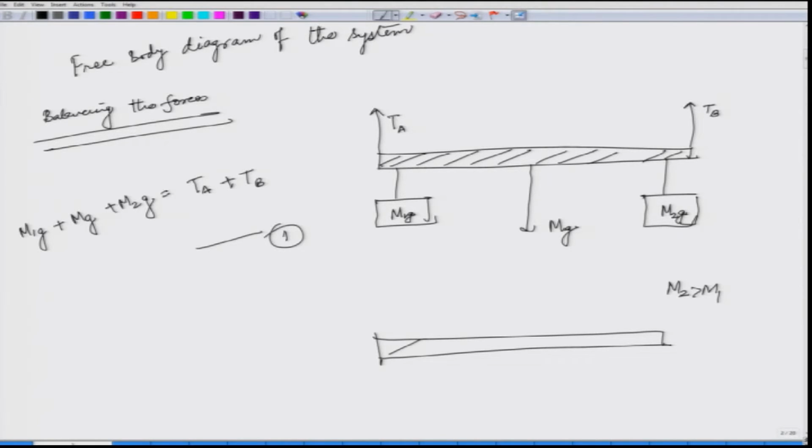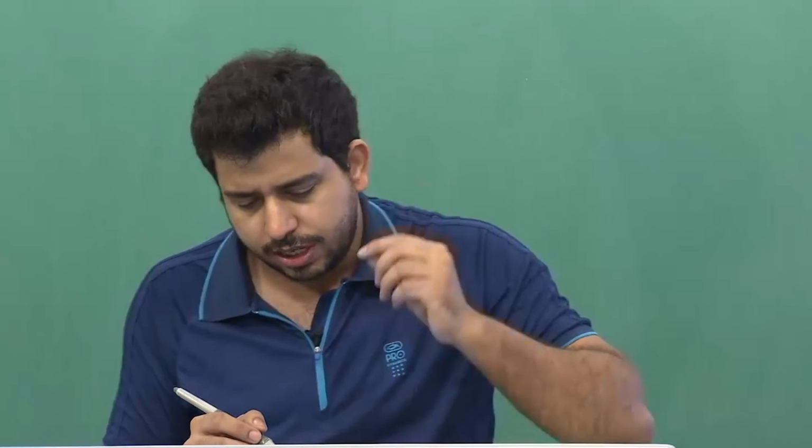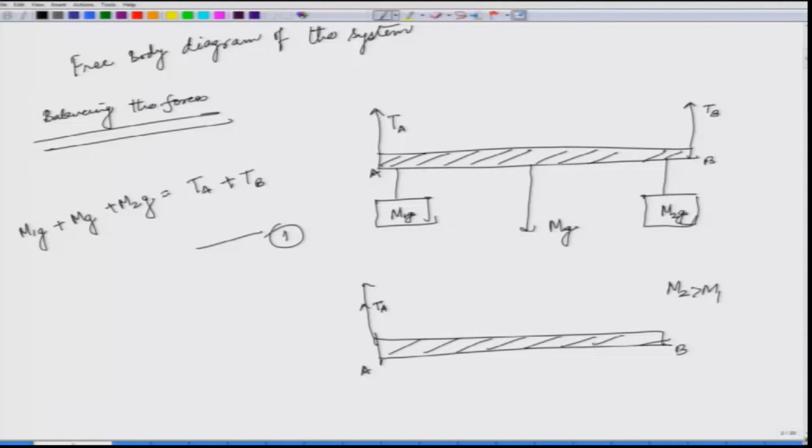So, this was our original rod, let me draw A and B, and we are going to find the torque about point A. The force acting at point A is TA, but since we are finding the torque about point A, the torque due to tension at A will be 0, because the torque is F cross R, and here R is 0. So, torque due to TA at point A is 0.